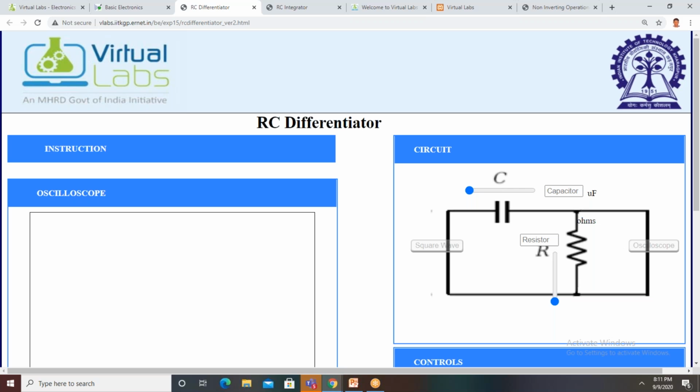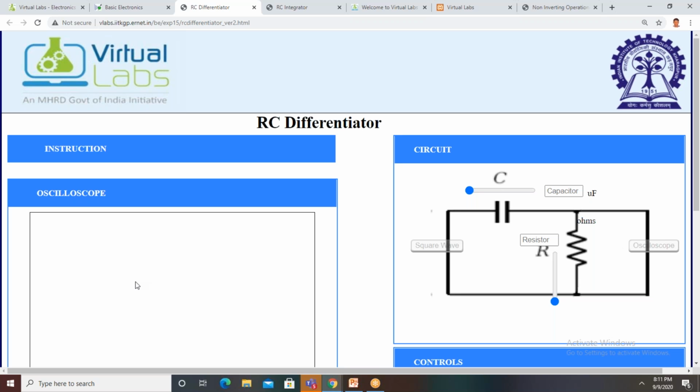That is nothing but the RC differentiator. Clear? Okay, here also same. Set the resistance and capacitance values: capacitance 5 microfarads, resistance, for example, 700 ohms. Then you click on the button, this window opens. You click on square wave signal, the square wave is available here. And you click on oscilloscope. Now the square wave signal, channel 1 input signal, channel 2.